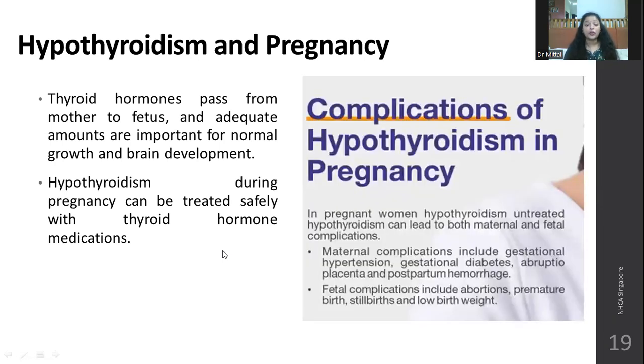So if hypothyroidism is not treated in pregnancy, it could lead to some complications like gestational hypertension, that is high blood pressure which happens only during pregnancy. Before pregnancy, the mother was not having any high BP, but only during pregnancy she got it. Gestational diabetes: before pregnancy, no diabetes. During pregnancy, diabetes came. After pregnancy, diabetes vanished.